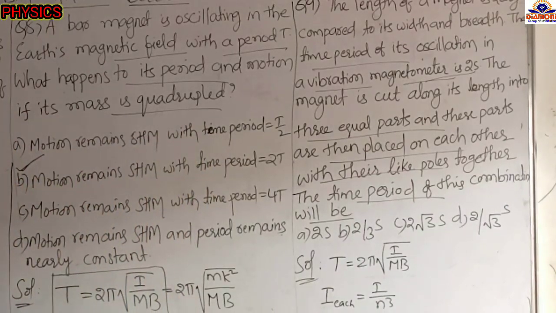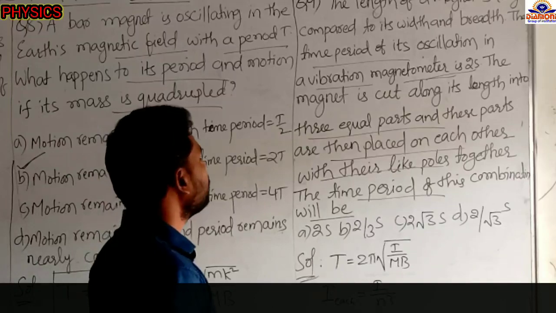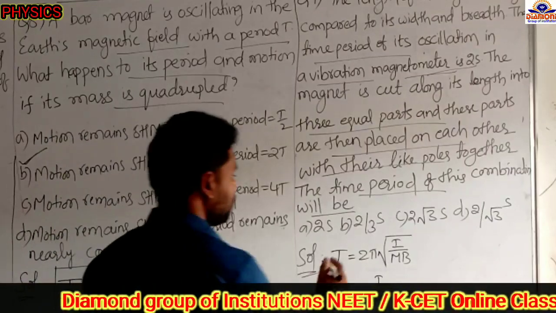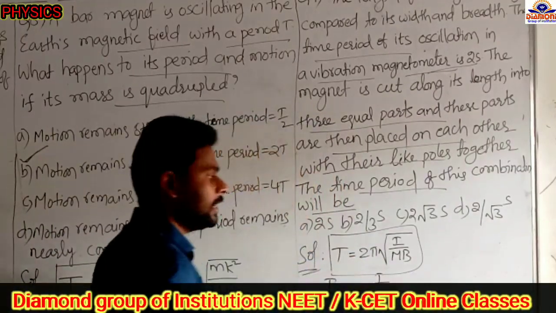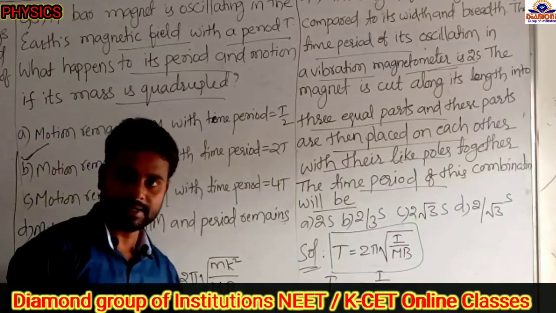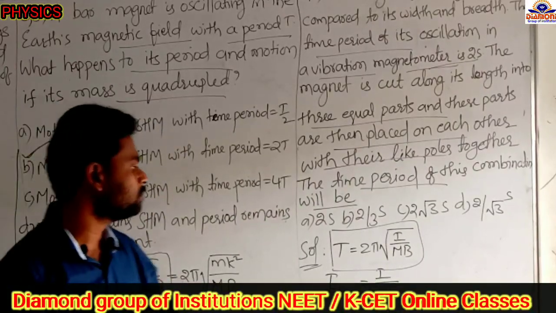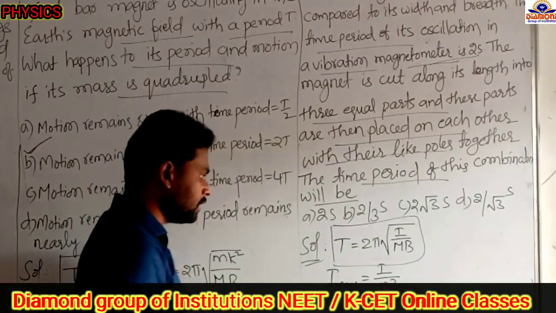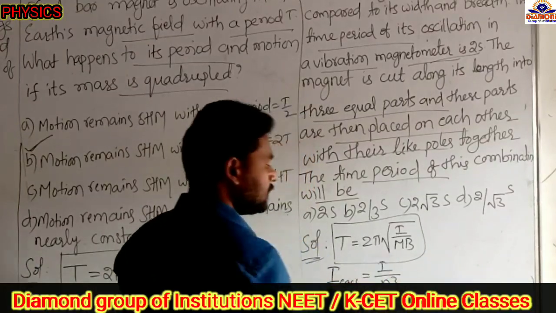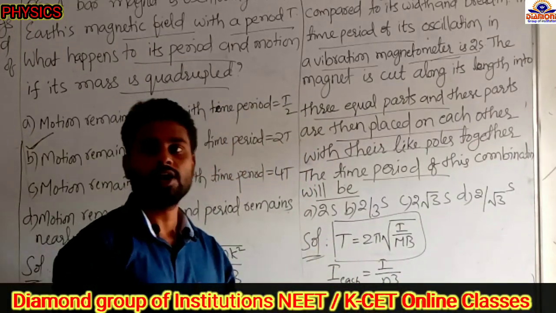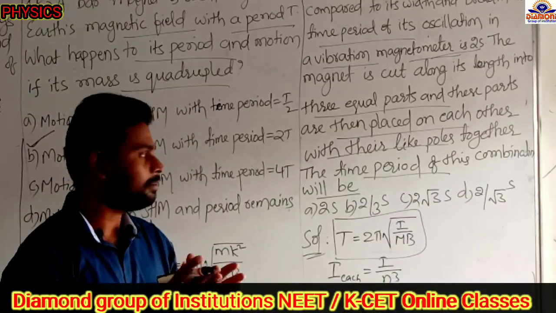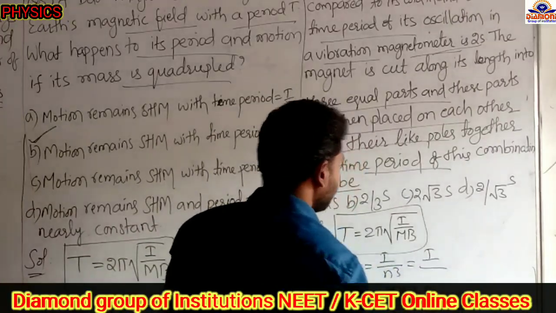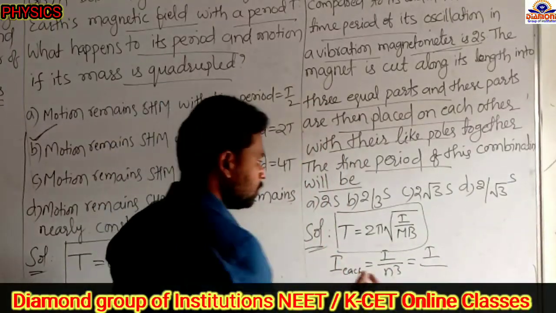If they ask this type of question, use the shortcut. For the time period of the vibration magnetometer, the formula we wrote in the previous question is T equals 2 pi into root I by MB. If the magnet is cut into 3 equal parts, how does the moment of inertia change? The moment of inertia of each part equals I by n cube, where I is the initial moment of inertia and n is the number of parts we are making. So each part's moment of inertia equals I by n cube. How many parts are they making? 3. So 3 cube means 27.